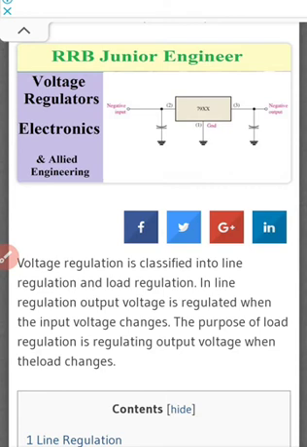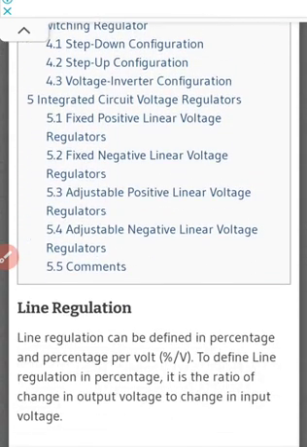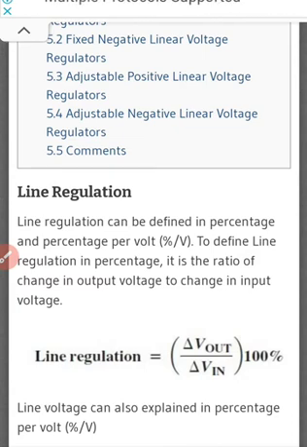In line regulation, output voltage is regulated when input voltage changes, but in case of load regulation, the output voltage is regulated when there is a change in the load. Okay, it is the basic definition given here. Now we come to the basic mathematics of line regulation. Line regulation can be defined in percentage or percentage per volt. Why percentage per volt? As we measure line regulation over a certain range of volts, it is percentage per volt.